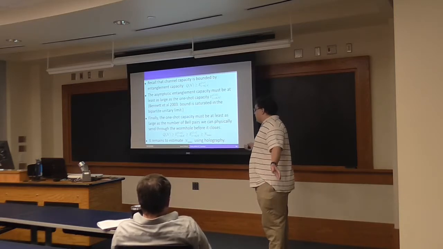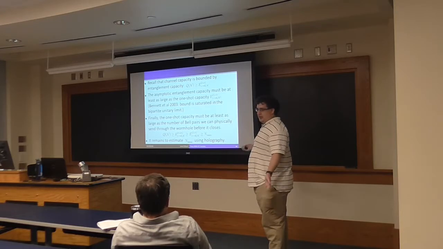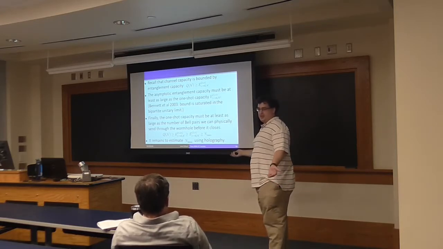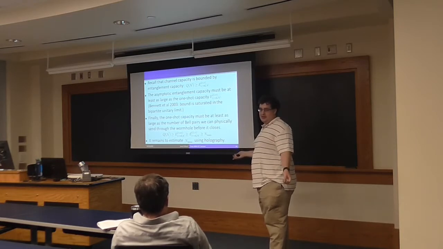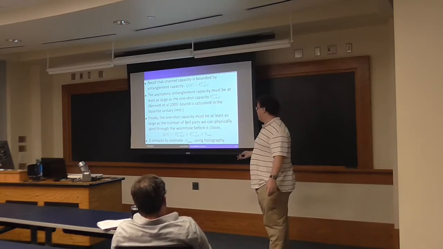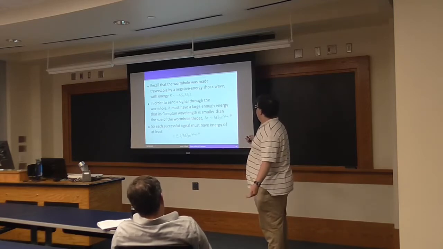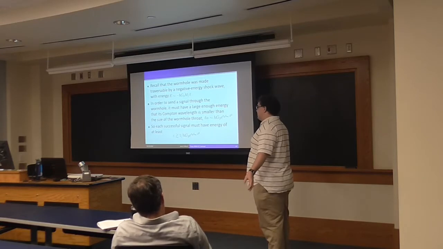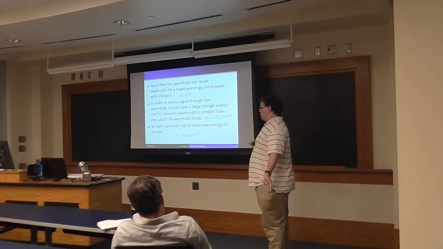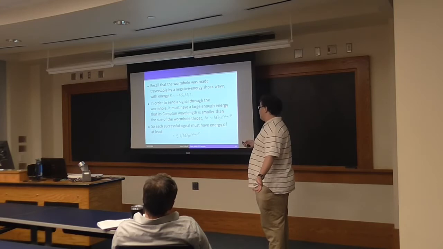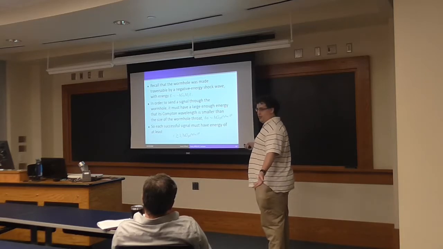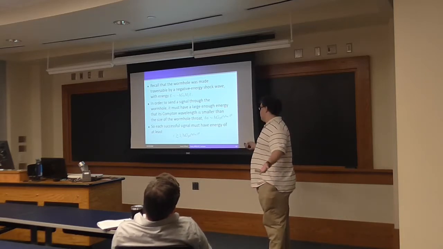I can only pump in enough positive energy to undo the shock, and since I'm in the no back reaction limit, I've just got the black hole state, which is not connected by a traversable wormhole anymore. You might say, all right, I can just keep sending really low energy signals through the wormhole, but in fact the wormhole only has a finite width, so in order to get a signal through, its Compton wavelength has to be smaller than the size of the throat. Otherwise, it doesn't fit through.